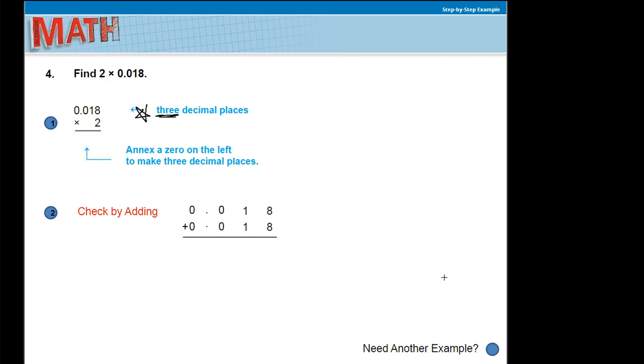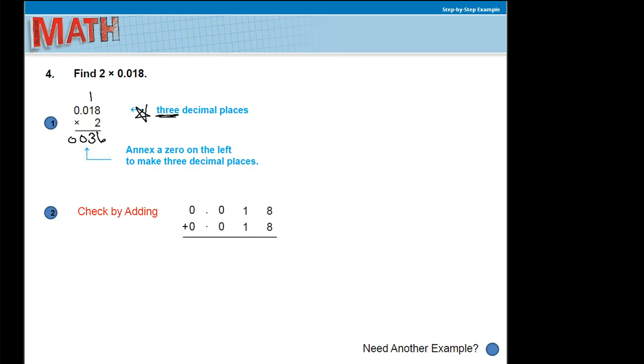Now we're going to just multiply like normal. So 2 times 8 is 16. Carry the 1. 2 times 1 is 2, plus 1 is 3. And then we have 2 times 0 and 0. Okay, so it is important to add the zeros there. Don't just leave those blank.